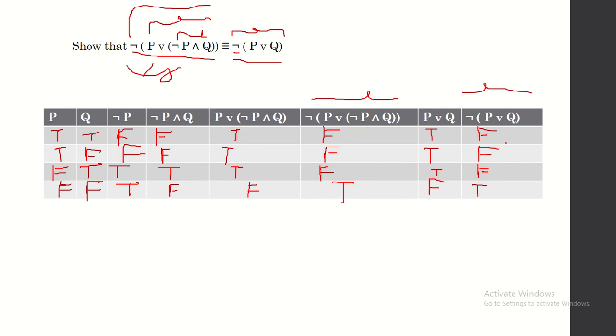This is false, this is false, this is false, and only these are true. That means these two give us the same output. So we can say that these two are equivalent to each other. So this is how we can show the equivalence by using a truth table. We complete the truth table and show that both of them are giving the same output.